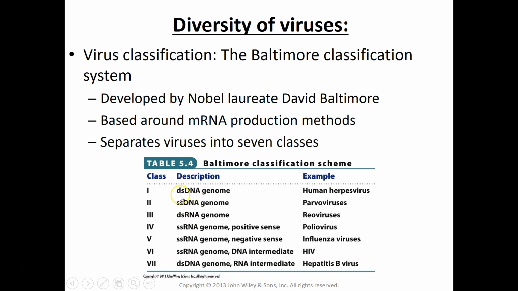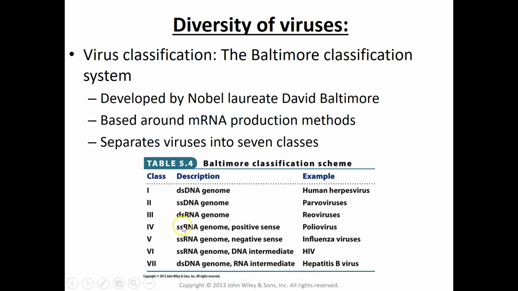So first, we have double-stranded DNA is one of the possibilities, and the human herpes viruses fall into that category. Single-stranded DNA are these parvoviruses. Double-stranded, and notice we went to RNA, and then there's a DNA down here, because this is a double-stranded DNA genome with an RNA intermediate. And this happens with the hepatitis B virus. So there's some interesting things that happen here.